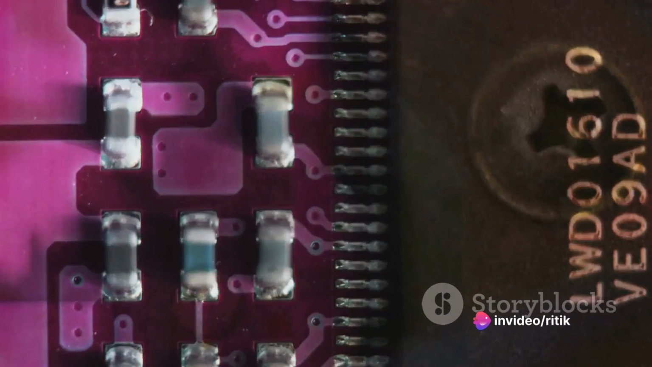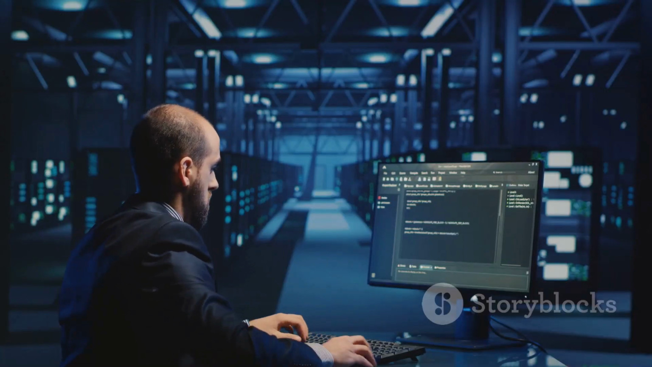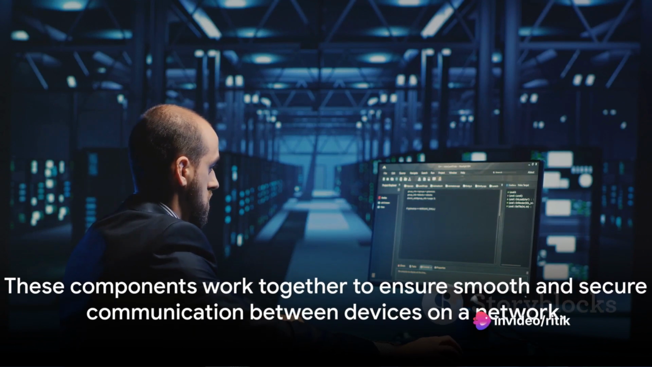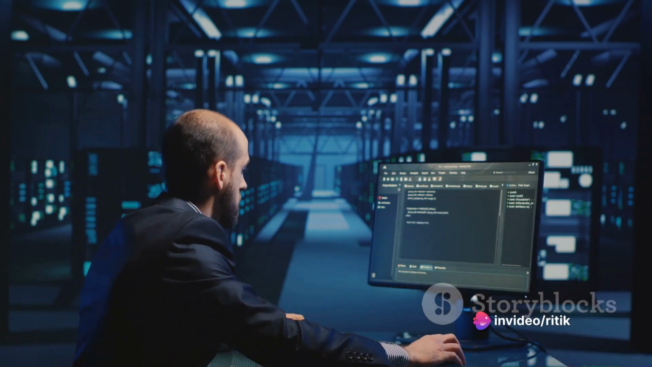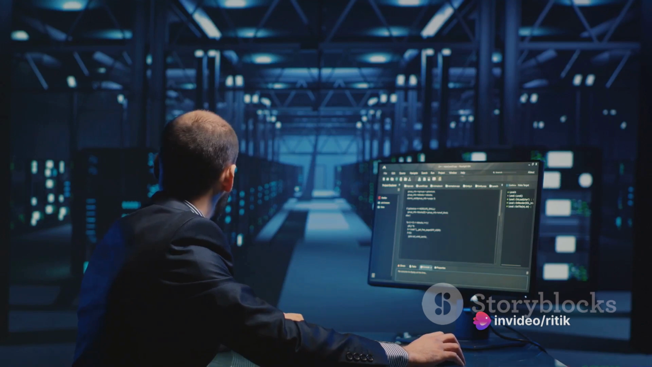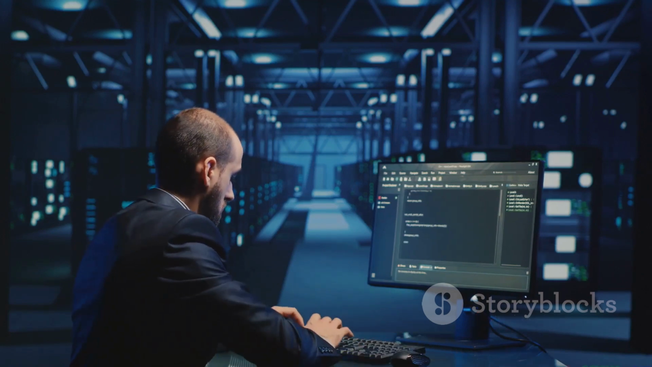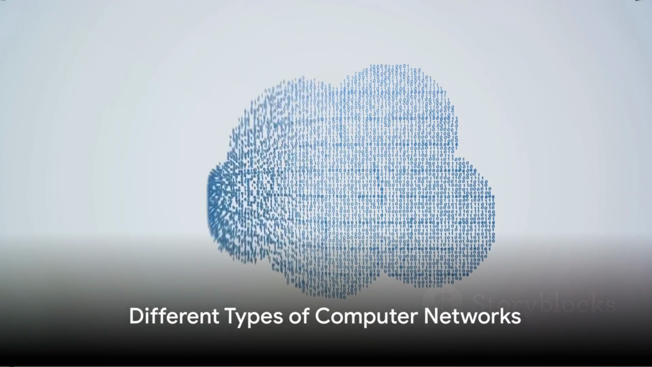So there you have it, the key components of a computer network: nodes, links, protocols, IP addresses, DNS, and firewalls. Each plays a crucial role in enabling communication between devices, transmitting data, and securing the network. These components work together to ensure smooth and secure communication between devices on a network. And with that understanding, we can delve deeper into the exciting world of computer networks. Stay tuned.